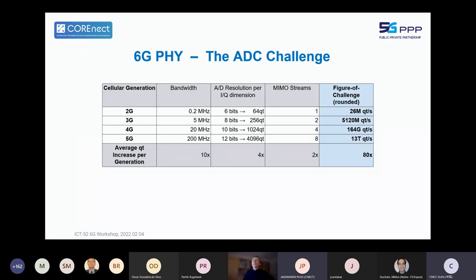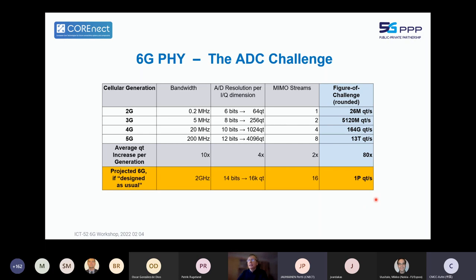Meaning, if we put this together and look at where we come from, these are terminal numbers in an ADC converter. Resolution, as everybody knows, you have to add about five plus or minus 1 bits of quantization level on the base station side. But basically the tendency is exactly the same. So we see we have been adding 2 bits of resolution per cellular standard. We have been adding 10x in bandwidth of the analog to digital converter. And we get a figure of challenge in terms of quantization steps per second that increases almost 100 times every generation, which is fine so far.